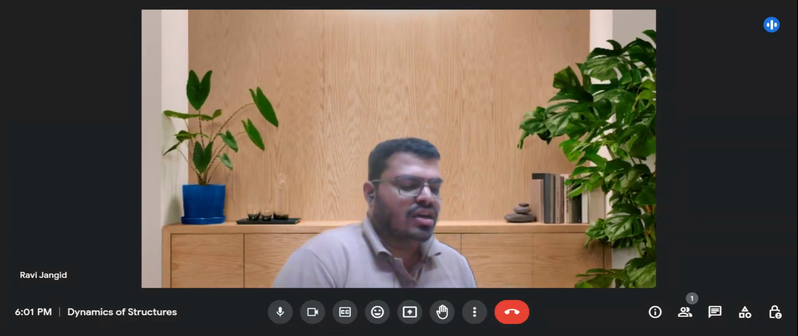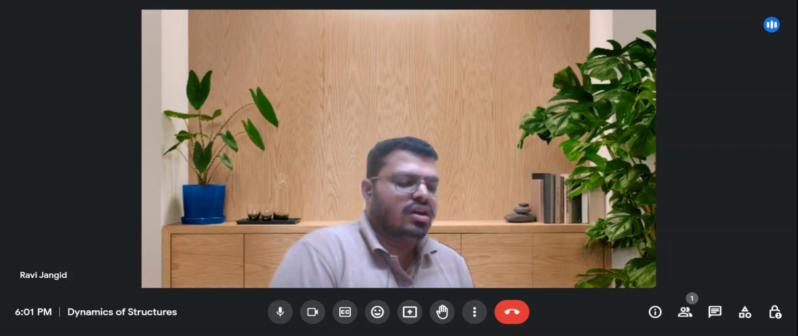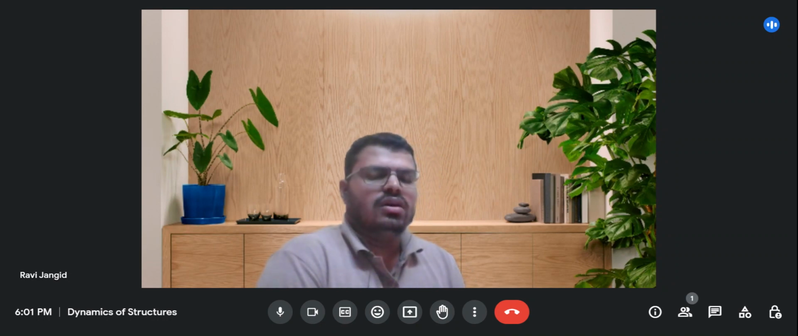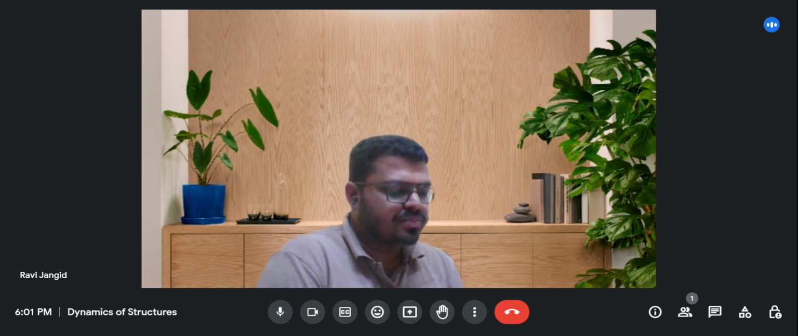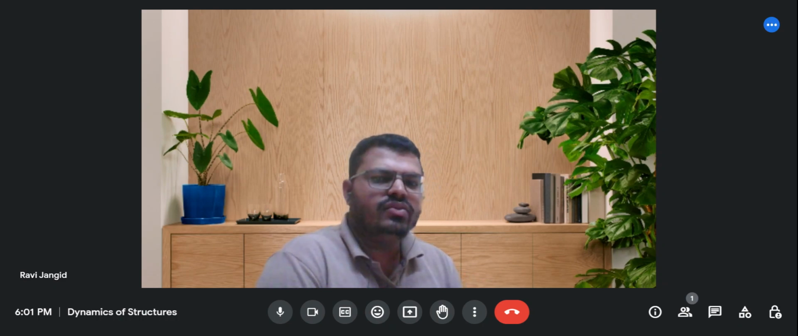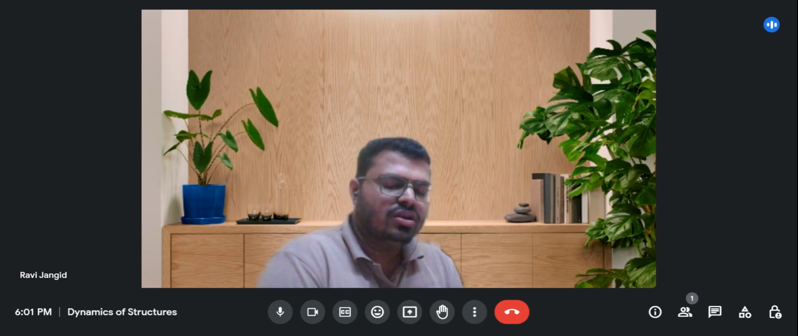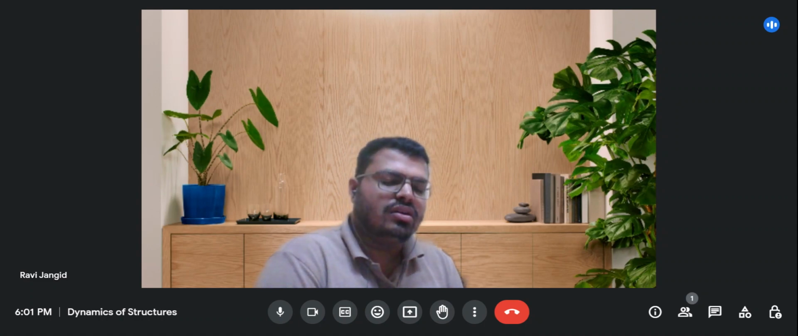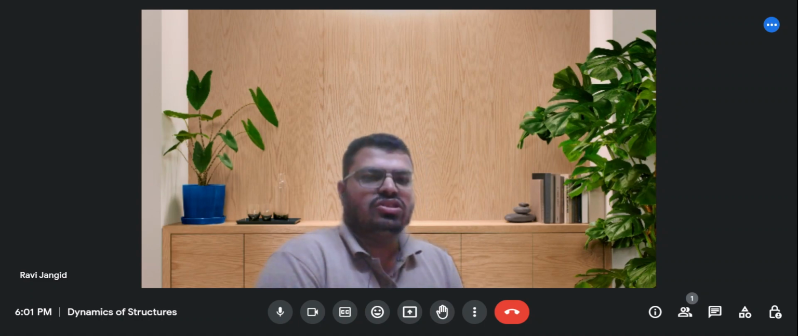So this is the last live session for this course, structural dynamics. In this session, we will solve two problems. One problem is related to the equation of motion, where we need to develop the equation of motion for the system, and the other problem is a multi-degree of freedom system, in which we will find the response at each floor. So two kinds of problems we will solve, and if you have any doubt you can get back to me, or you can ask in the discussion forum.